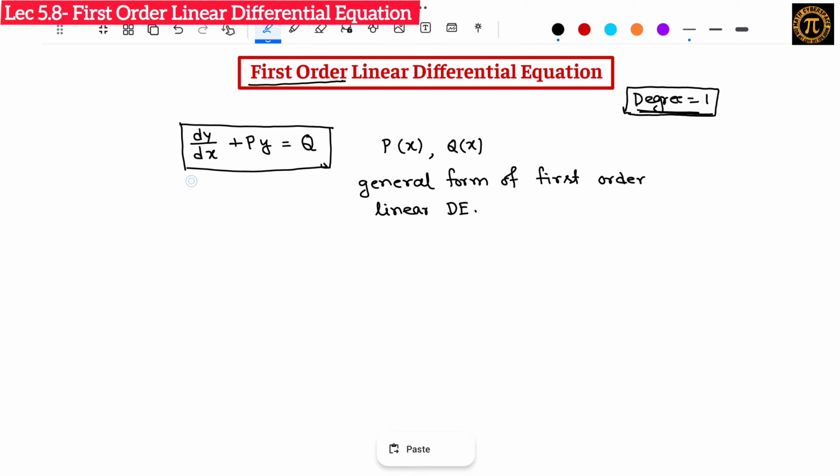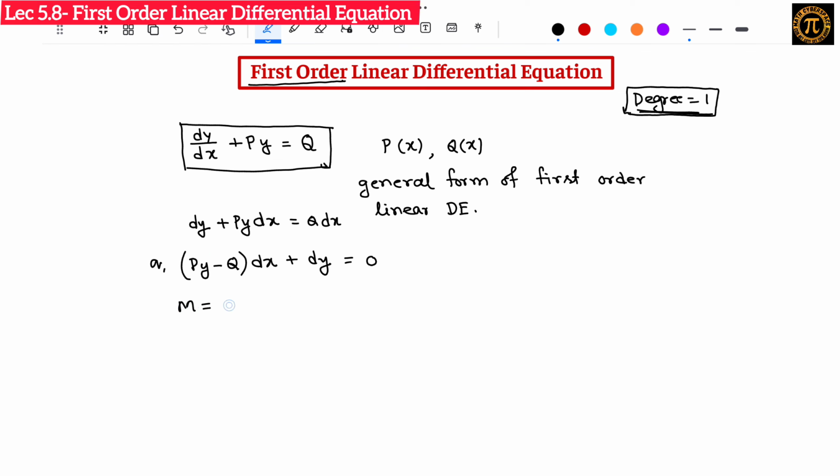Now tell me, is this general form an exact equation? First of all let's convert it. We can write dy plus Py dx equals Q dx, or you can write (Py minus Q) dx plus dy equals 0. In this equation, M equals Py minus Q, and N equals 1.